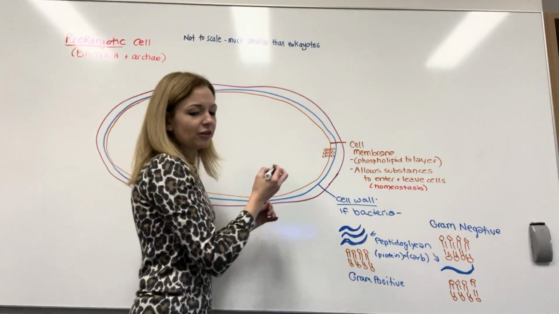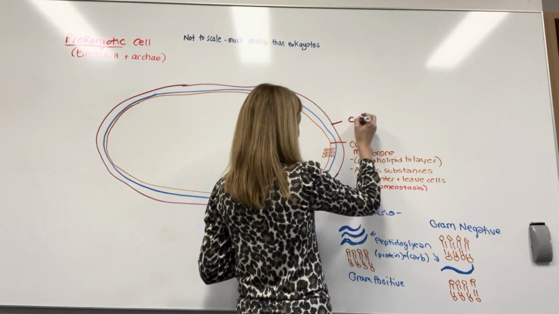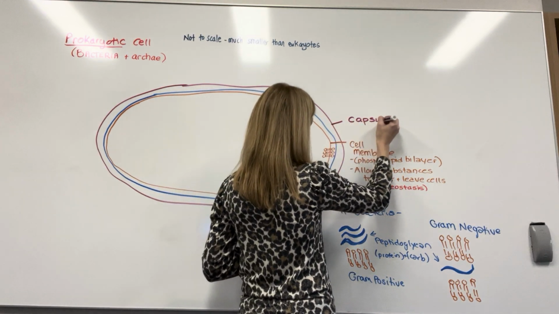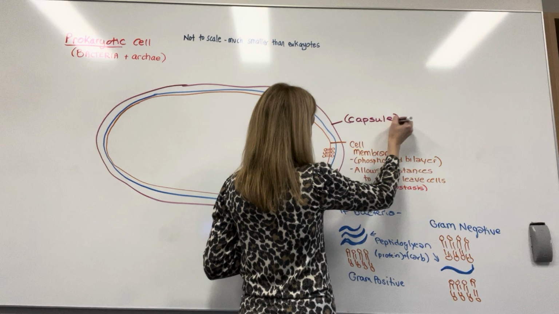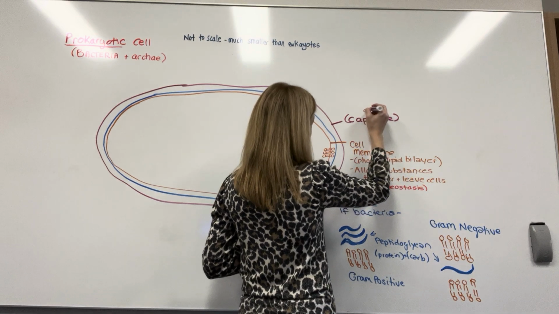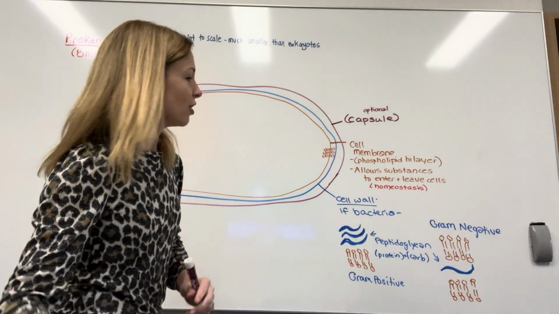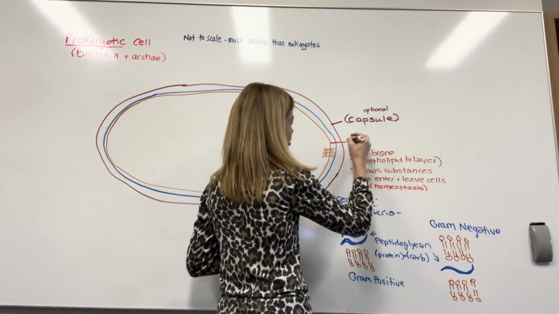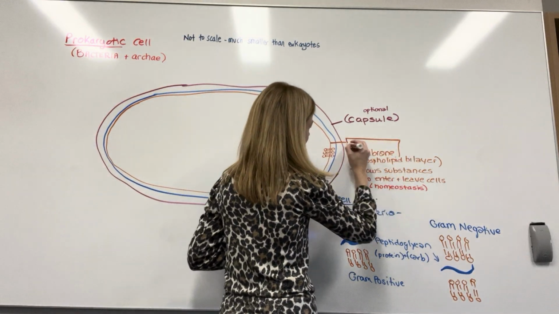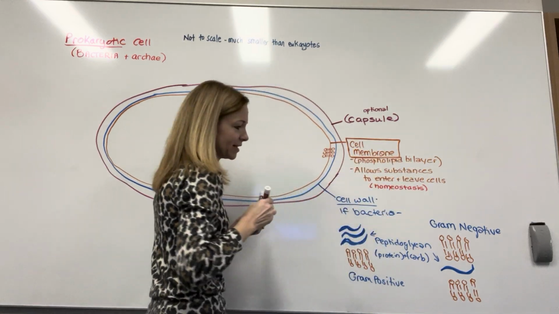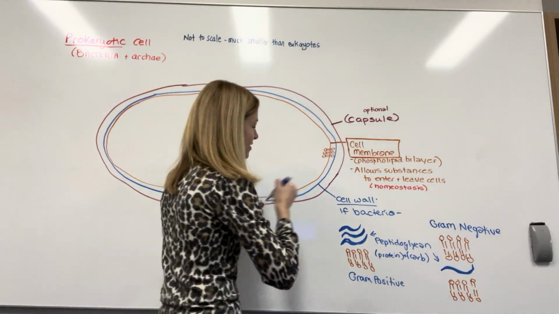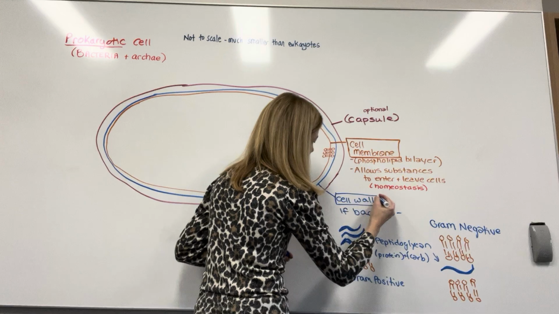And then the other thing it can have on the outside of this is a capsule. The capsule is optional. So the ones that they may not have, I'm going to put in brackets. I'll try to use a distinguisher. If I put it in a box, it definitely has it. Must have a cell membrane, must have a cell wall, can have a capsule.